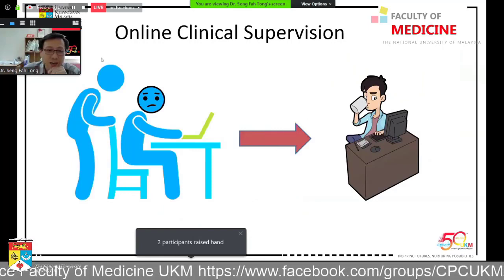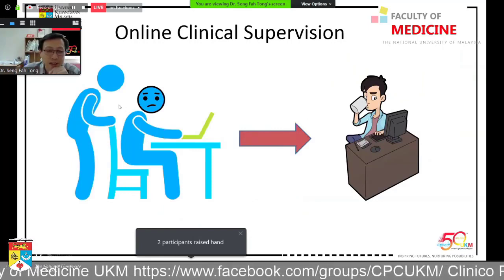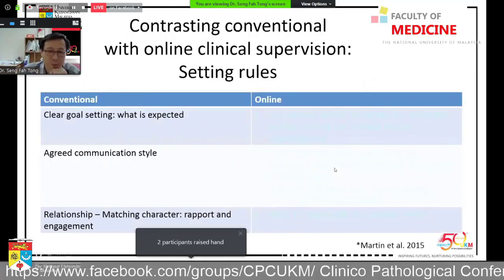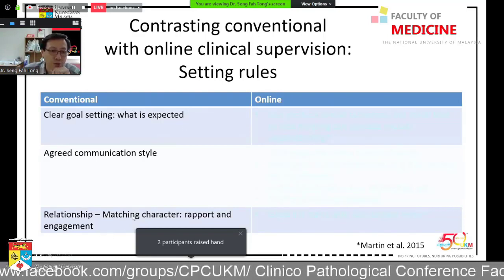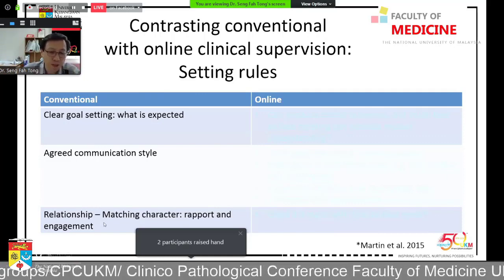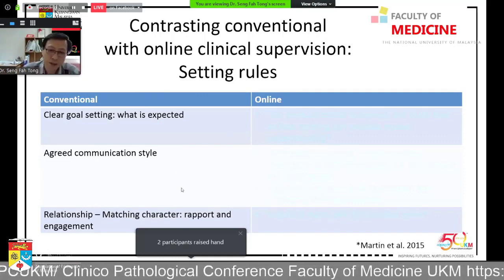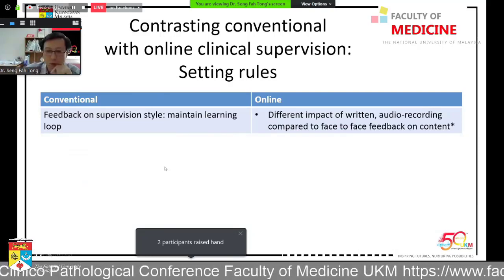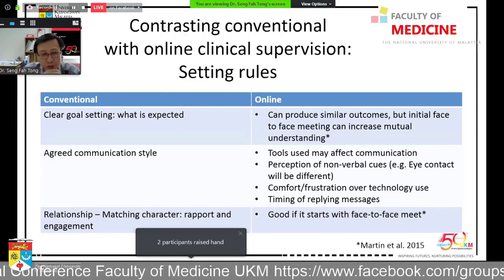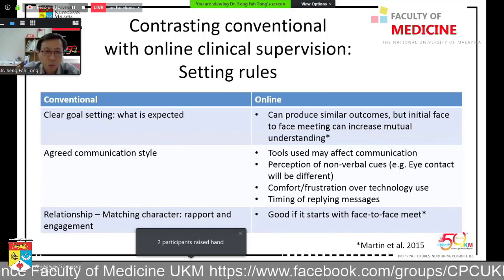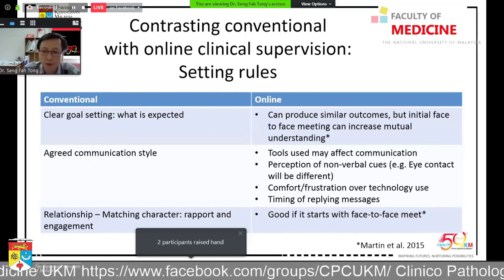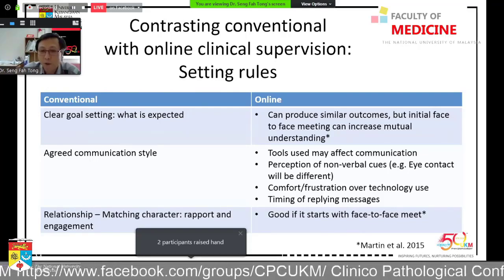Right? And turning from the dynamics of supervision to online, that's something we really have to think about, as I spoke about just now. So this is a conventional way of supervision. We need to have a clear goal, needless to say, an agreed communication style, the relationship between supervisor and supervisee, and how online can affect this, right? So let's go up a little bit. So online, of course, there are studies looking at how online or distance supervision compares to conventional supervision. When setting clear goals, the supervisor and supervisee often sit down together and discuss things. But online, can we do that? Of course, we can do that.